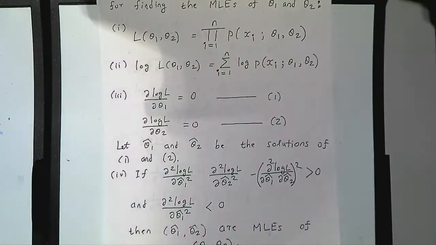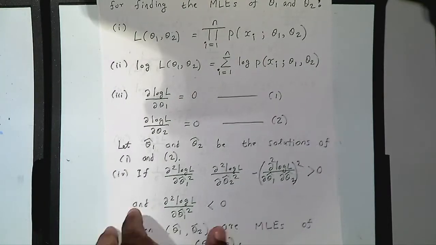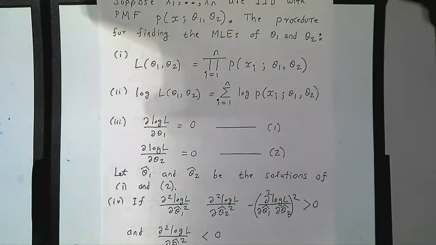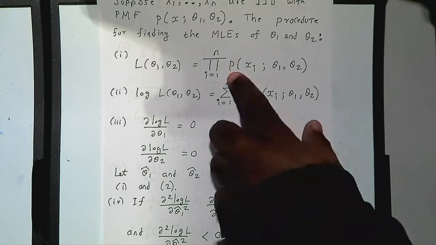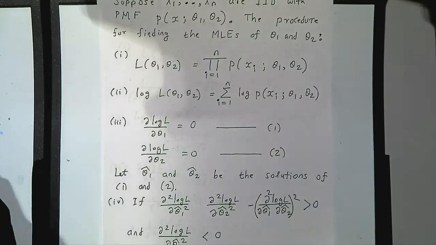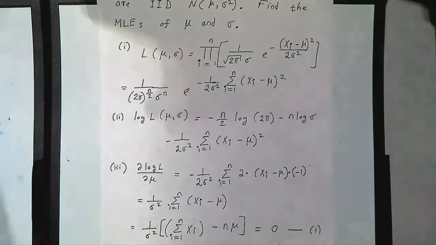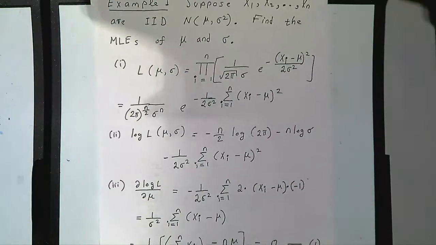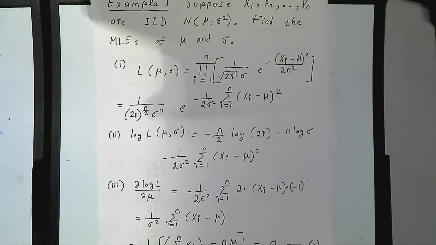The discrete case is similar. The only difference is that you have the PMF in place of the PDF. So the PMF replaces the PDF. Then I did one example. The example was that the data comes from a normal distribution which has, as you know, 2 parameters, mu and sigma.